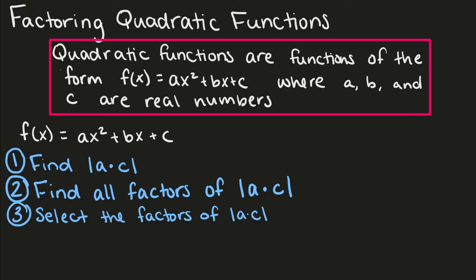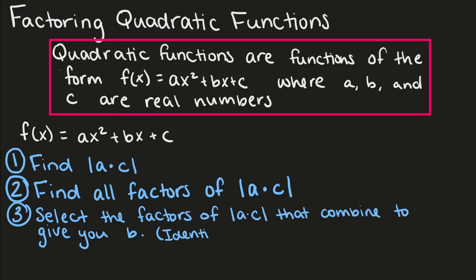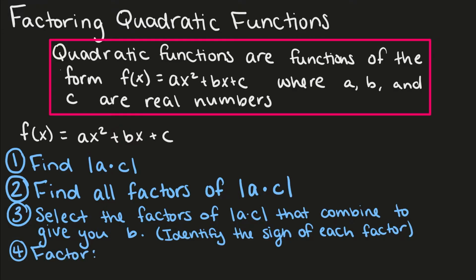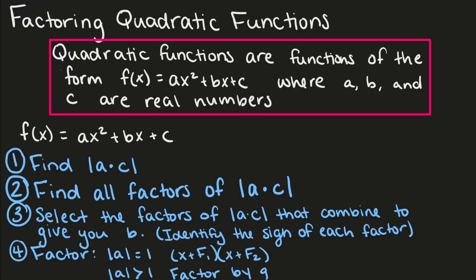So for example, if a times c is 6 and our b is 5, we would select 2 and 3 because when we add those together, we get 5. Additionally, we'll need to confirm the sign of each of our factors to make sure that we have the correct b term. Finally, we'll factor. When the absolute value of a is equal to 1, then we'll simply rewrite our quadratic function as x plus the first factor times x plus the second factor. When the absolute value of a is greater than 1, then we will factor by grouping, and I'll dive more into that in an example.